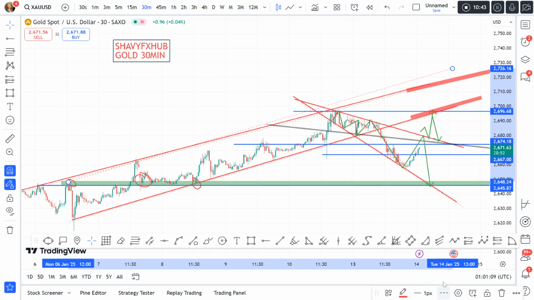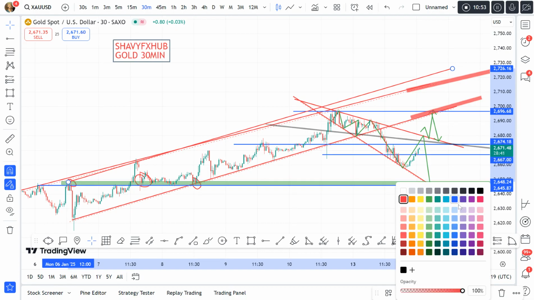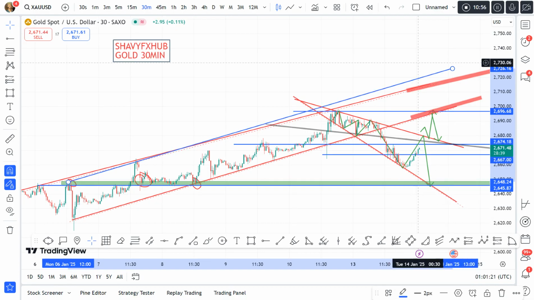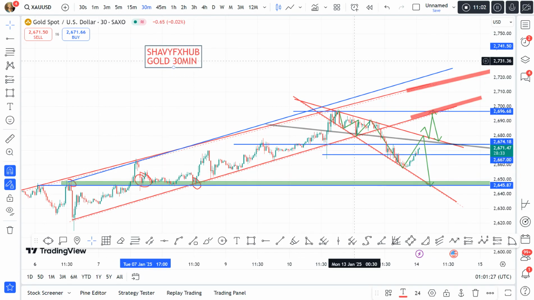So it is good to see that the buying potential played out. It feels good to see that buying potential played out. So this is what we have for XAUUSD in 30 minutes.